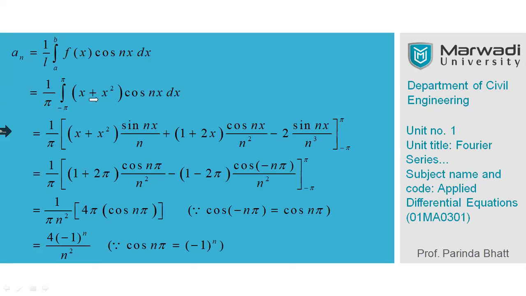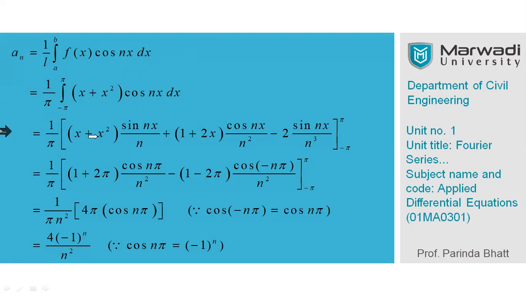Okay, x plus x square as u, and cos nx as v.